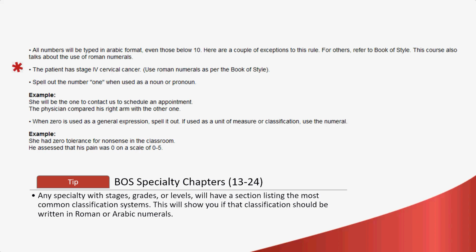So for other ways to format things, so basically Roman numerals generally, have a look at the Book of Style. The course will talk about Roman numerals as well, but just looking down at the bottom there where the tip is, Book of Style version 3 has specialty chapters that I love. So chapters 13 to 24. They are well written, they're easy to understand, they are specific to certain topics. So for example, the oncology chapter, which I believe is chapter 16, would talk about how to format stages, grades, and so on. So some of them have Roman numerals, some of them have Arabic numerals.